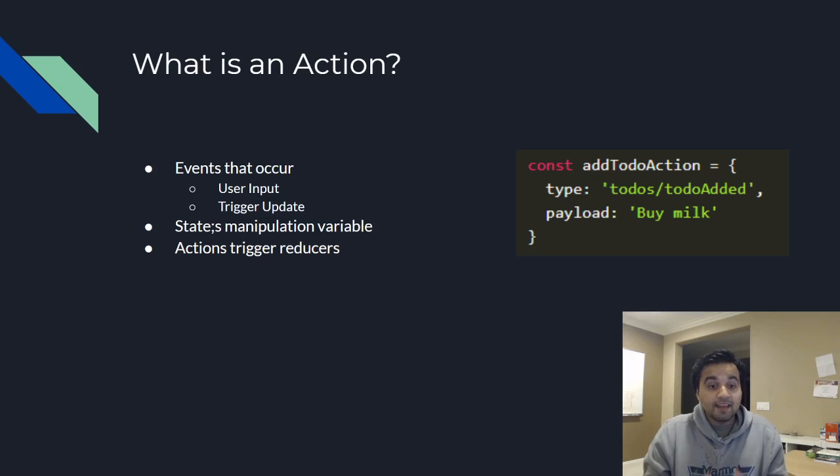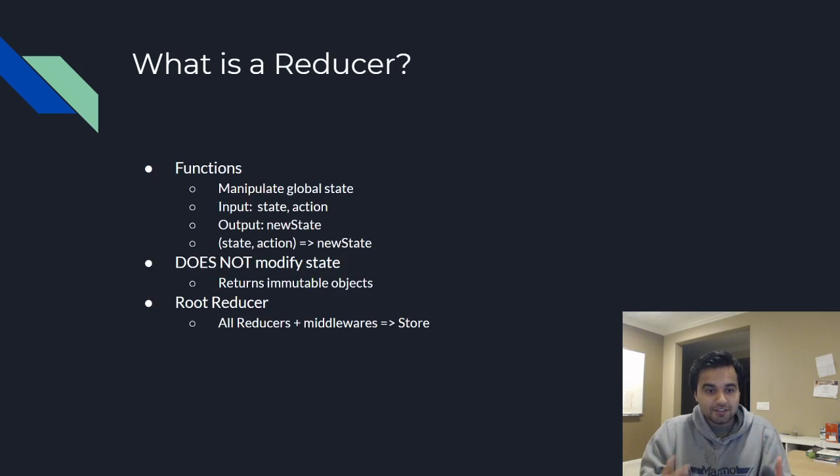The first step is by action. As I said before, actions trigger reducers. Now, what is a reducer? At the end of the day, reducers are just functions, and they manipulate global state. They take the input of a state and an action, and based on the action, they return a new state. So in that add to-do action, what's it going to do? It's going to add a to-do to the global state of to-dos. You can think of it like a function: state, comma, action outputs new state. Now, something, guys, I cannot emphasize more, is that the reducer does not modify the state.